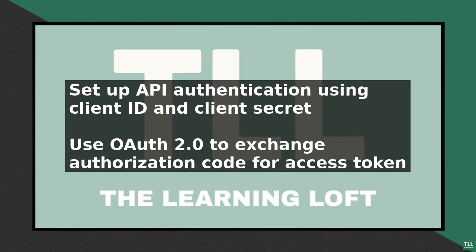Then, set up API authentication using the client ID and client secret. This is typically done using OAuth 2.0, which involves redirecting the user to a Bill.com authorization page and then exchanging the authorization code for an access token.